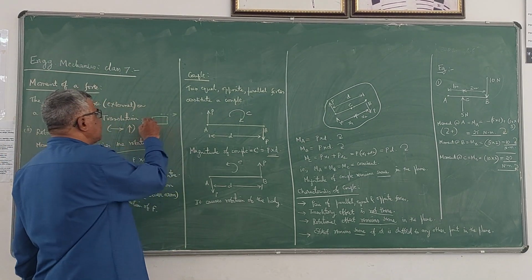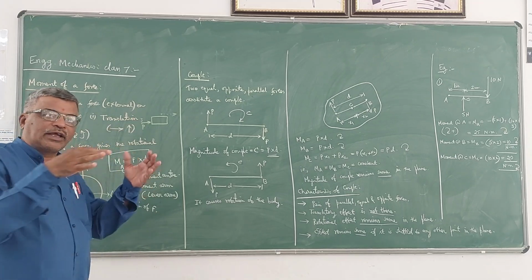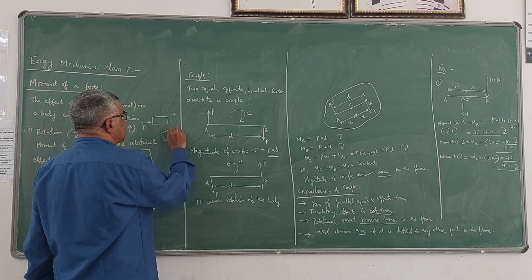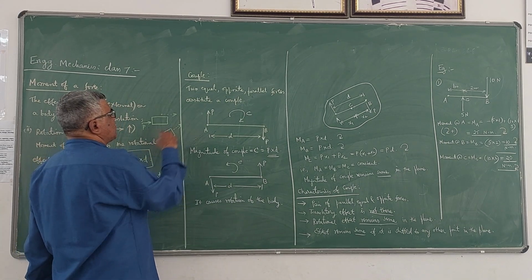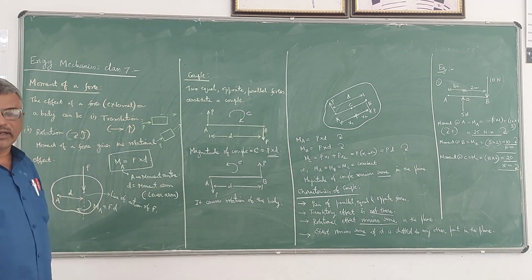It can be in the horizontal direction, or in the vertical direction, or in the inclined direction also. Suppose the body is like this and the force is applied like this, so the body may move in this direction. That linear motion is called translation.